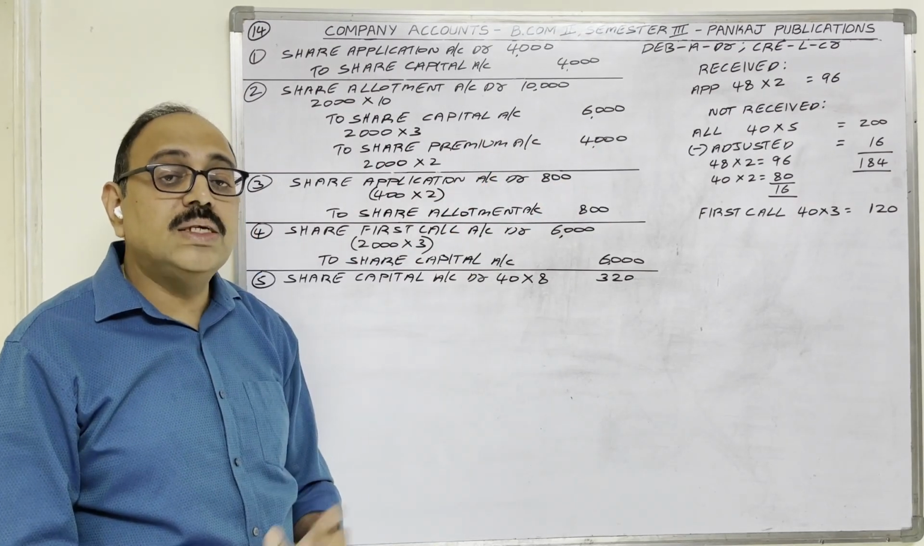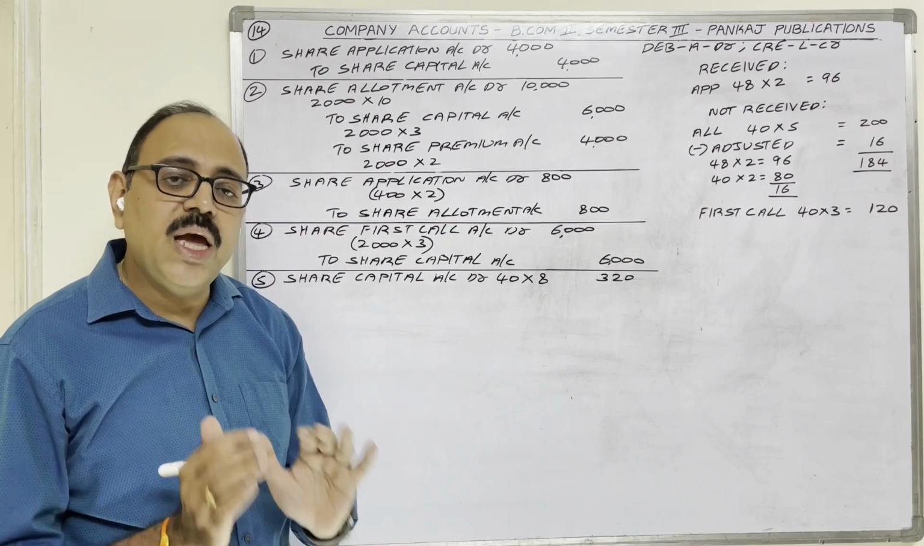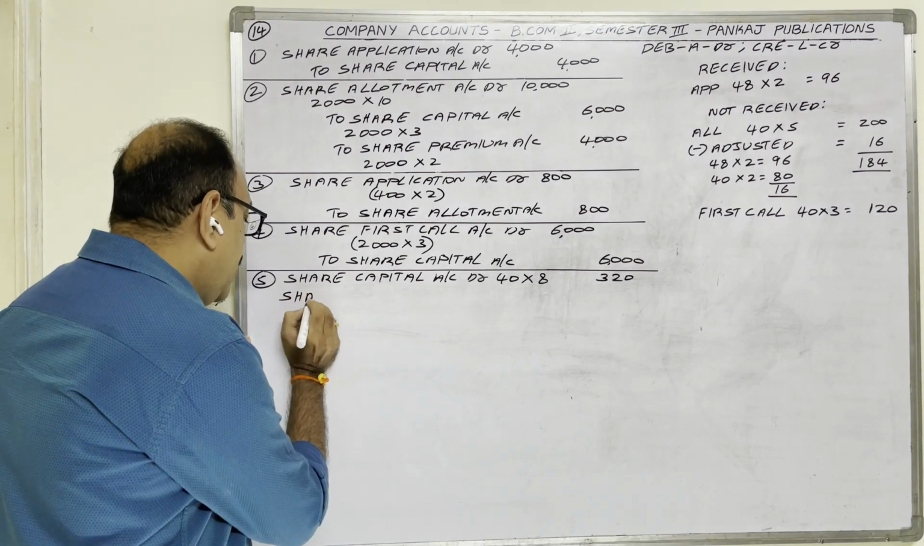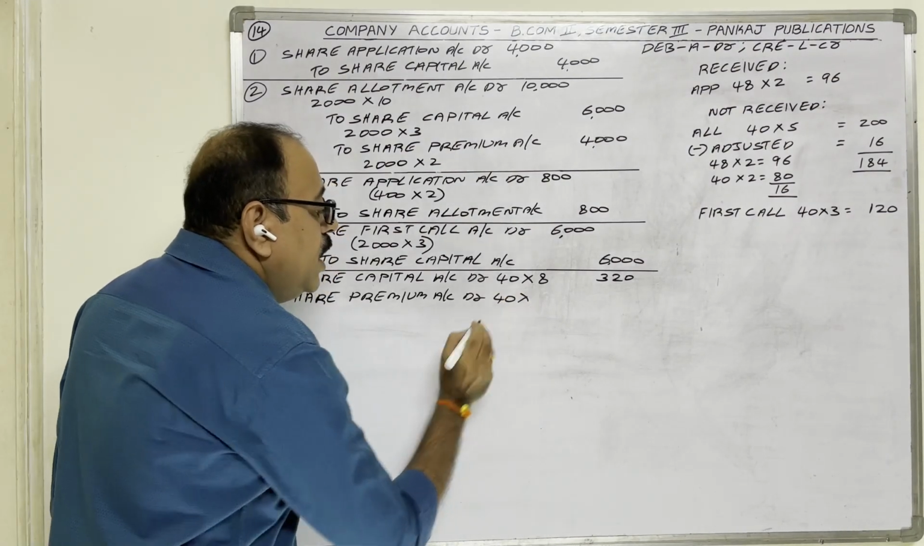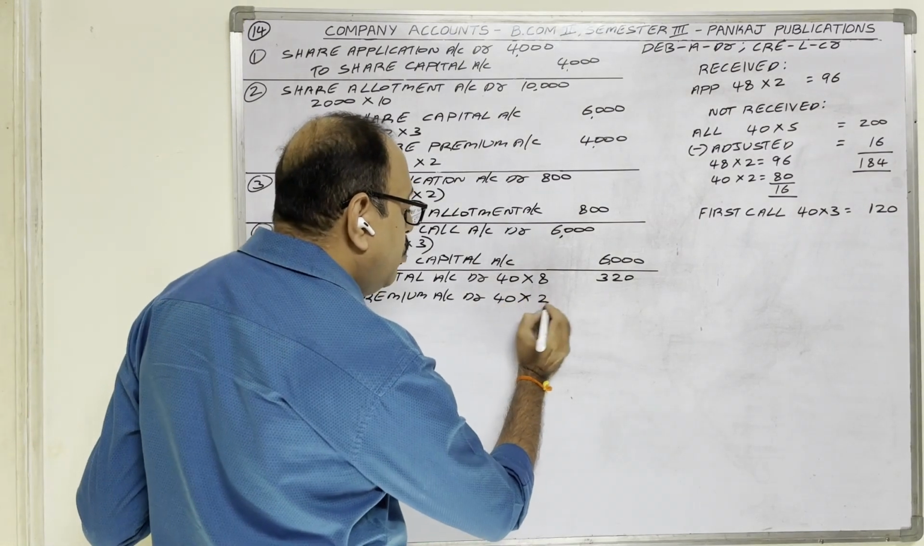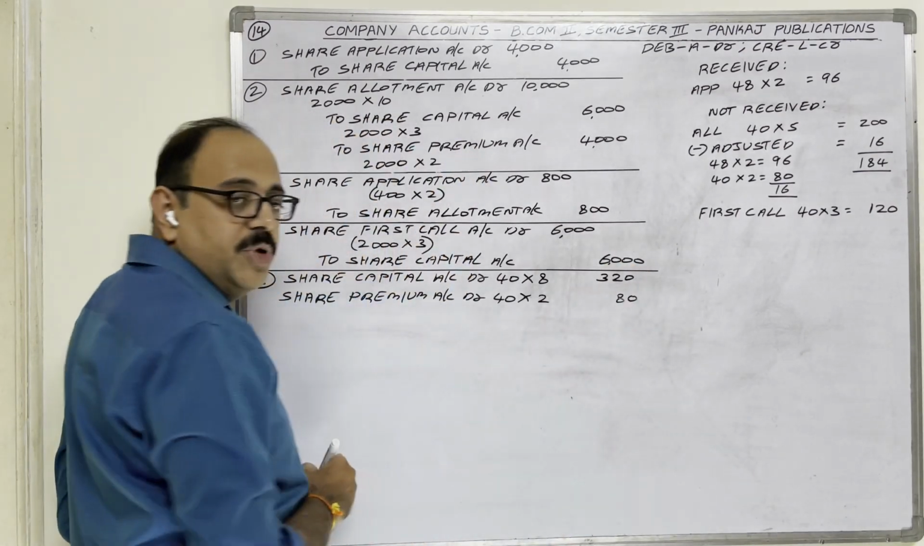If you want to cancel 80 of this 4000, we should debit share premium account with 80 rupees. So share premium account debtor. 40 shares' related premium we are cancelling now. 40 shares into 1 share premium 2 rupees. Therefore 40 into 2, 80 rupees.